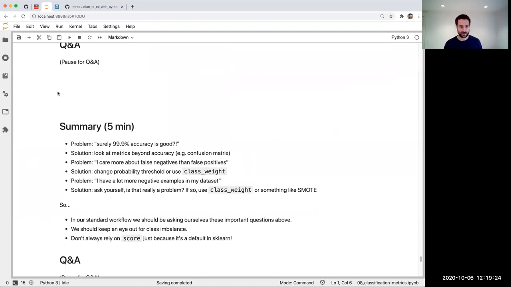So today we talked about how 99.9% accuracy is not always good. You want to look at all these different types of metrics. You need to think about what types of errors you care about more. And there are ways you can deal with this. You can use different scores. You can threshold predict probability. You can use class weight.